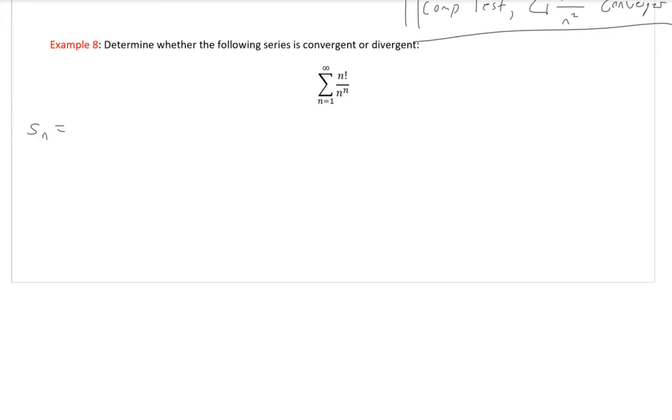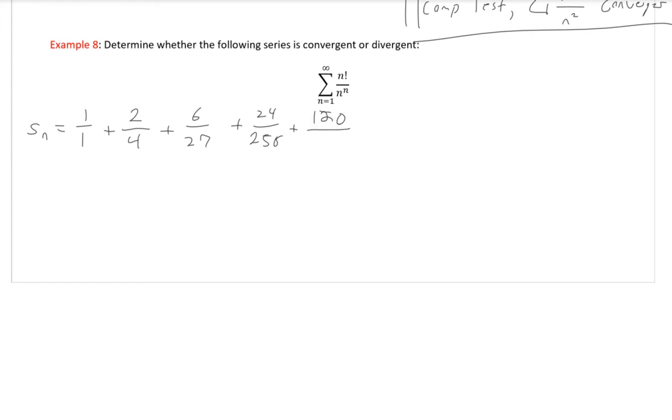If I have 1, I have 1 factorial over 1 to the 1, so 1 over 1. If I have 2, I have 2 factorial, which is 2, over 2 to the second power, which is 4. 3 will give me 6 over 3 to the third power, which is 27. And I can keep going on in this fashion. 4 factorial, sorry, 4 factorial is 24, over 4 to the fourth power, which is 256. 5 factorial is 120.